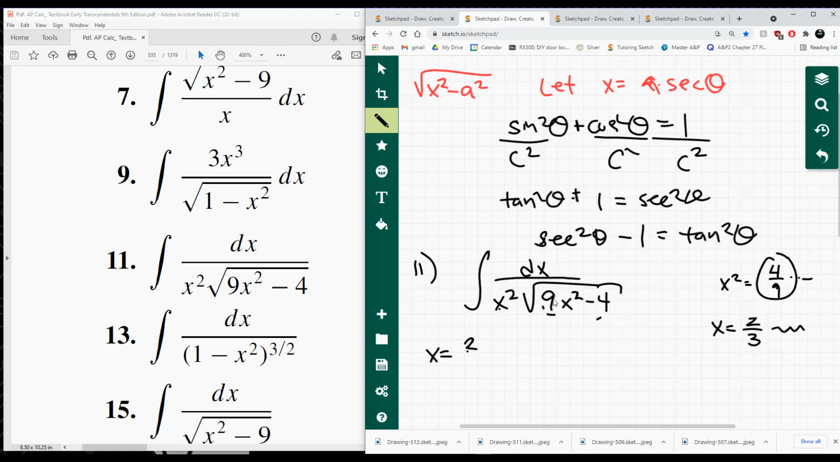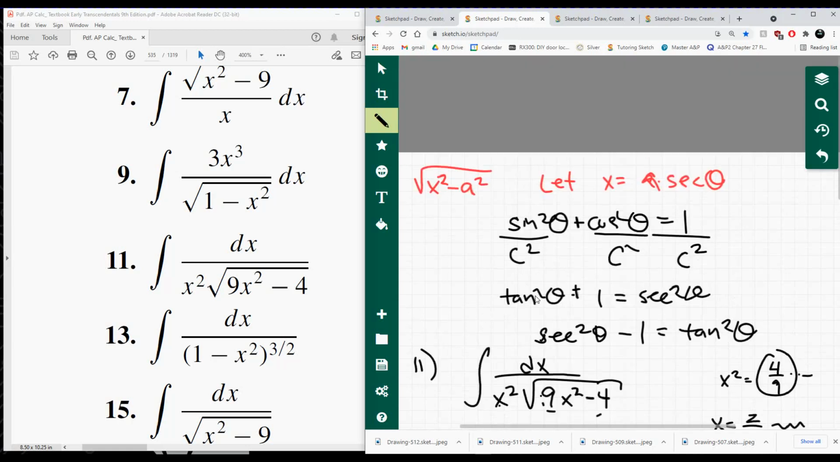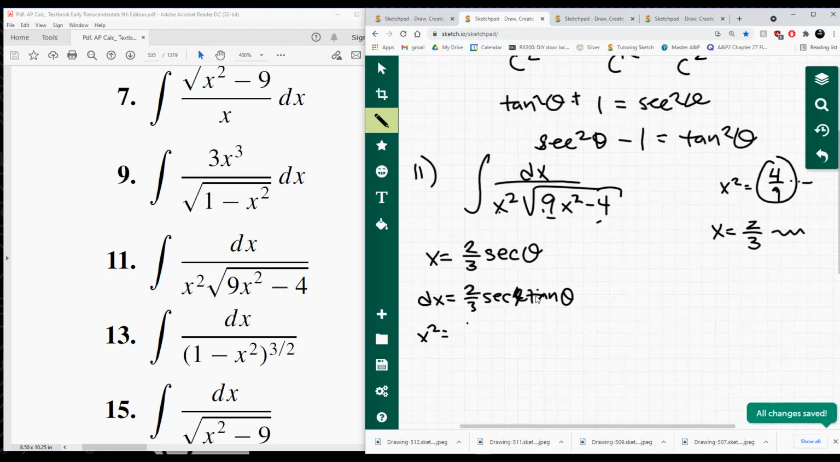x is going to be 2/3 secant theta. dx is going to be equal to 2/3 secant theta tangent theta d theta. And that tells you that x squared is going to be 4/9 secant squared theta. So this entire radicand will be 4 secant squared theta minus 4. That's going to give you tangent.